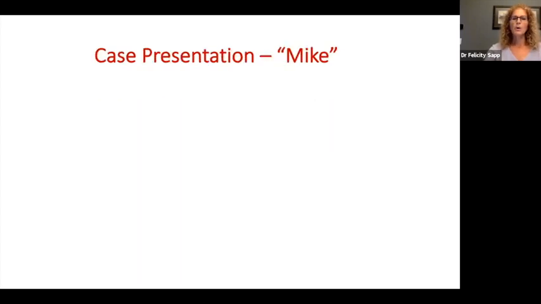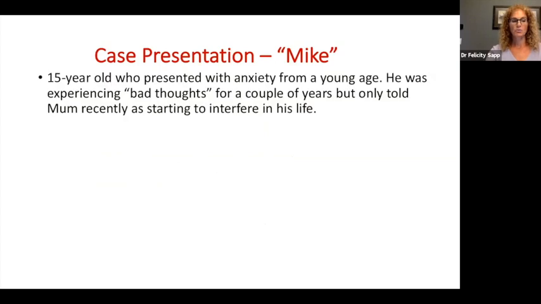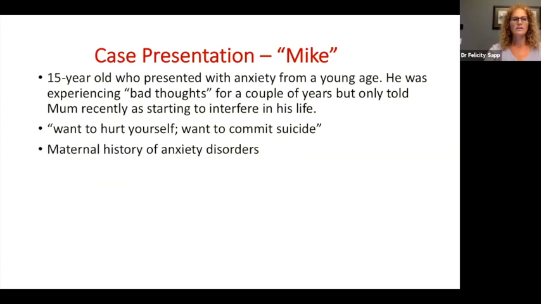I'm going to talk now about Mike. Mike was a 15-year-old, and he had had anxiety for a while, but he was having these bad thoughts, and they'd been going on for a couple of years. But he didn't know it was OCD, and he didn't know that other people don't have these types of thoughts. And so he only told mom once they started to really interfere and cause him to feel really down. He was having thoughts around a fear that he wanted to hurt himself or commit suicide.